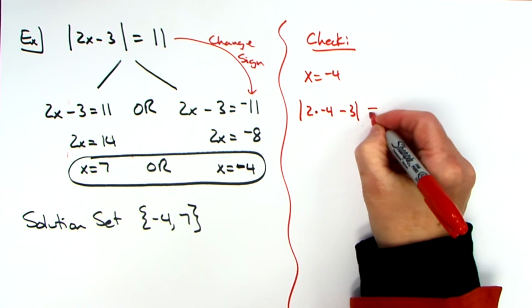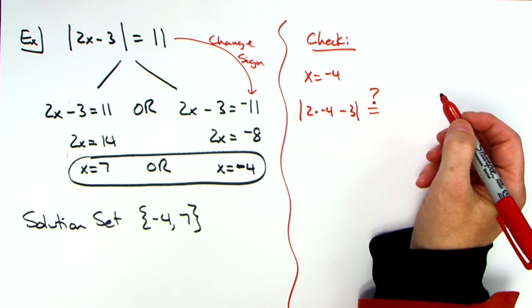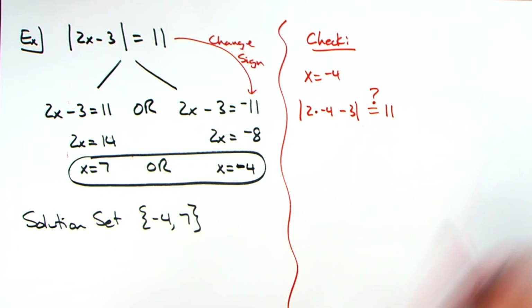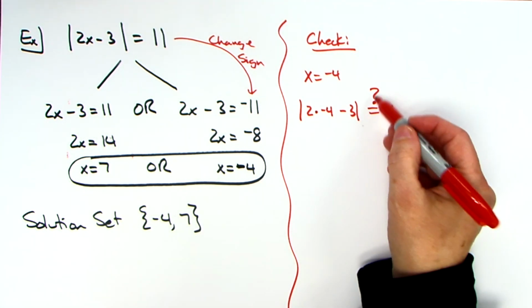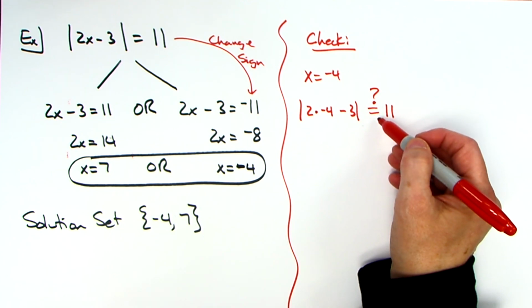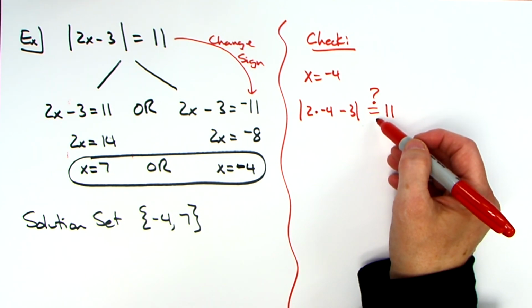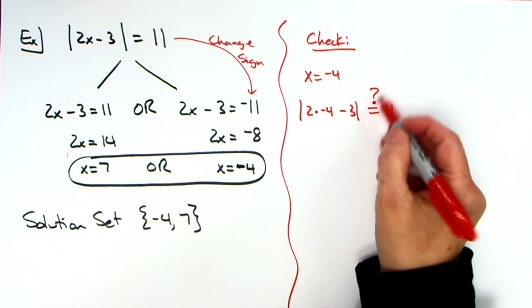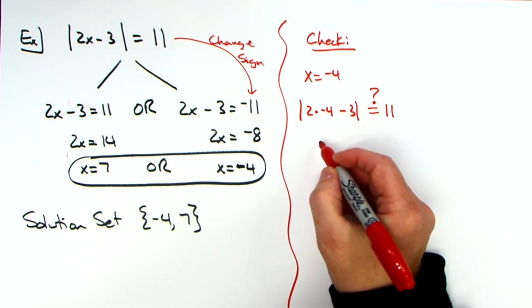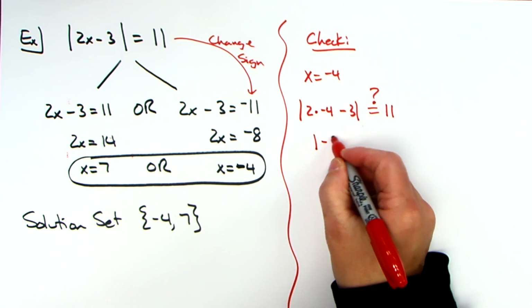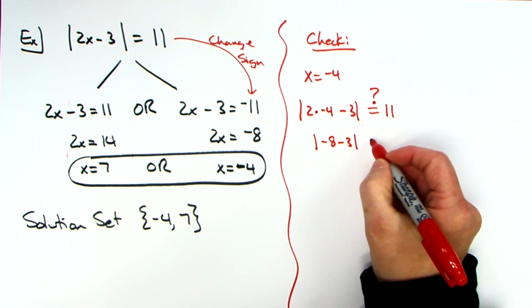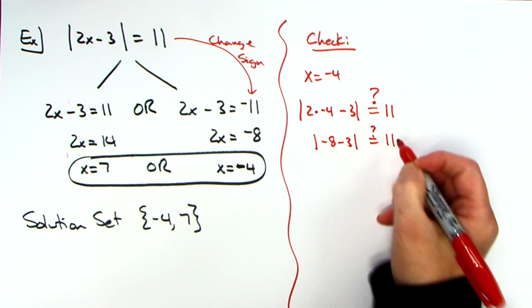And then you're asking yourself, does that equal 11? At this point, if you don't put that question mark above the equal sign, then technically you're not doing it mathematically correct. We're questioning, does this equal that? Inside those absolute value bars, a negative 8 minus 3. Still, does that equal 11?